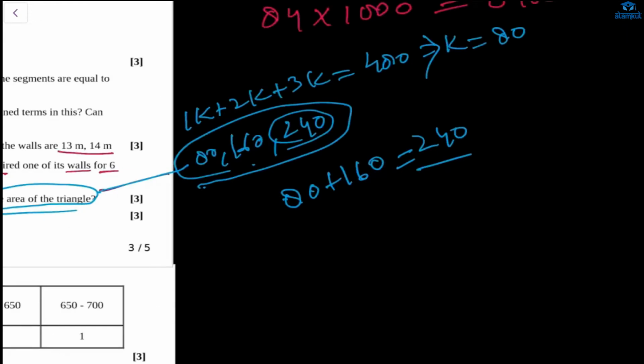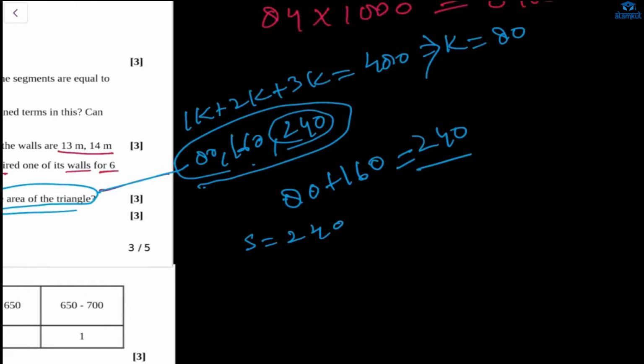You will get the semi-perimeter as 240. Now, if you put it in the formula, what do we write? Root of s into s minus a, s minus b, s minus c. Everything is in multiplication. When you do s minus c, that is 240 minus 240, it will be 0. So the area of the triangle will be 0 because you cannot form a triangle. That's why the area of the triangle is 0.